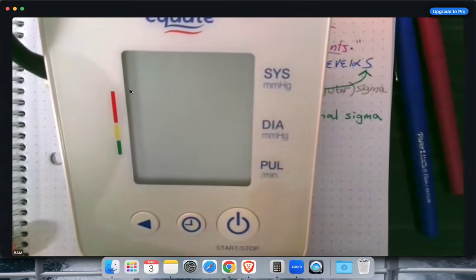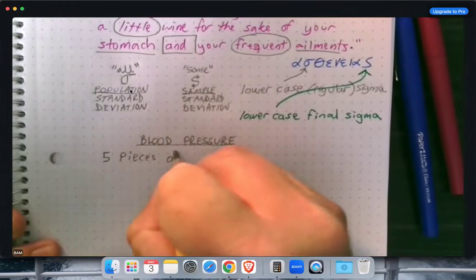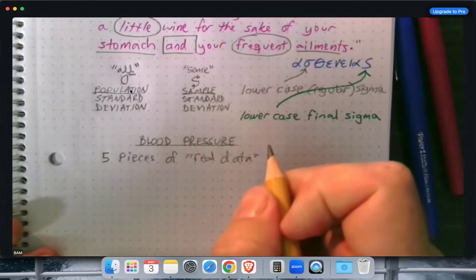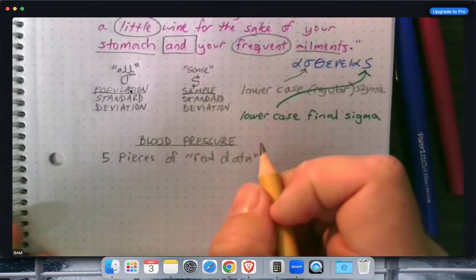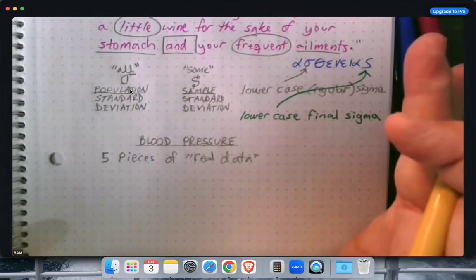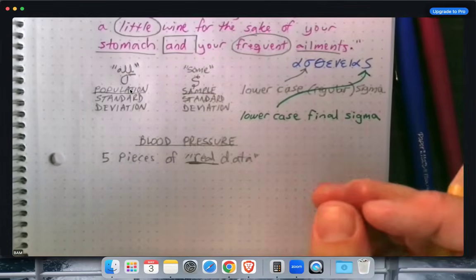For people who are in the activity, you don't have to use a blood pressure monitor, but you do need to have 5 pieces of real data. They do not have to be health related, although it would make sense for them to be. I'm not trying to take your data. I don't want your data, but I do want it to be real. It doesn't even have to be about health.